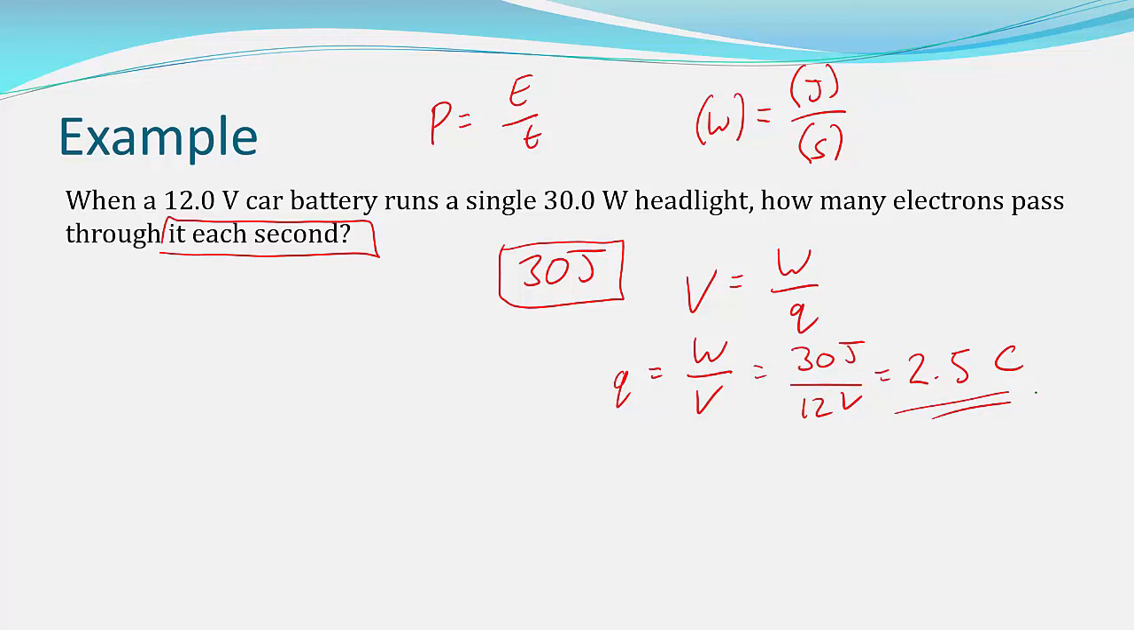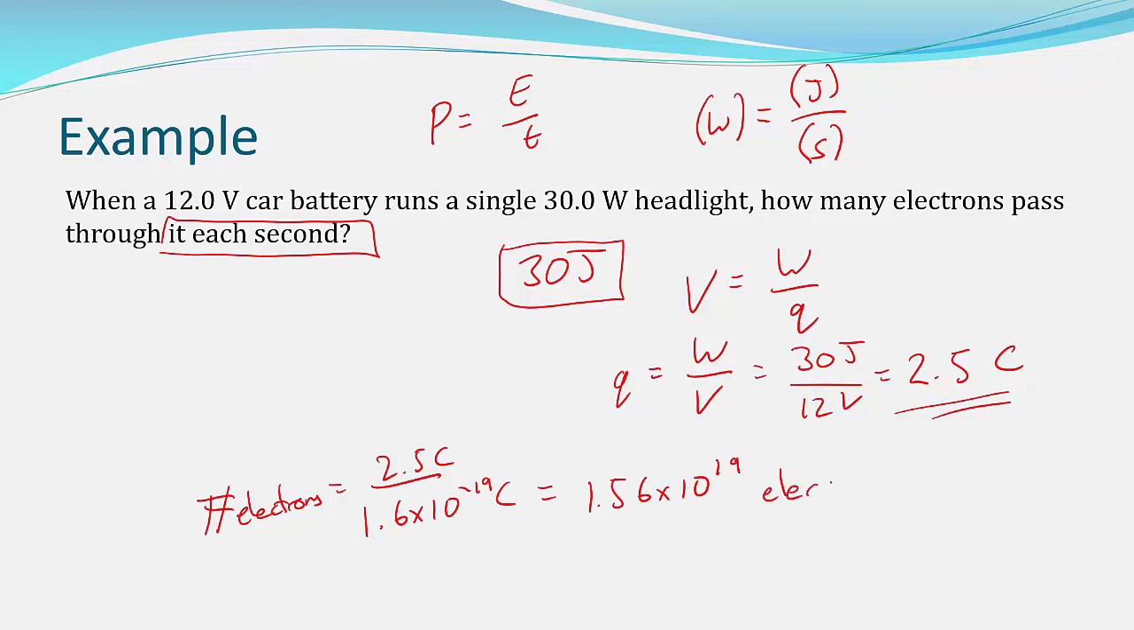And now you want to figure out, if that's how much charge there is, how many electrons is that? So to find out the number of electrons, you simply put the charge in and you divide it by the charge of an electron. And what you should get is 1.56 times 10 to the 19 electrons, which is a lot of electrons.